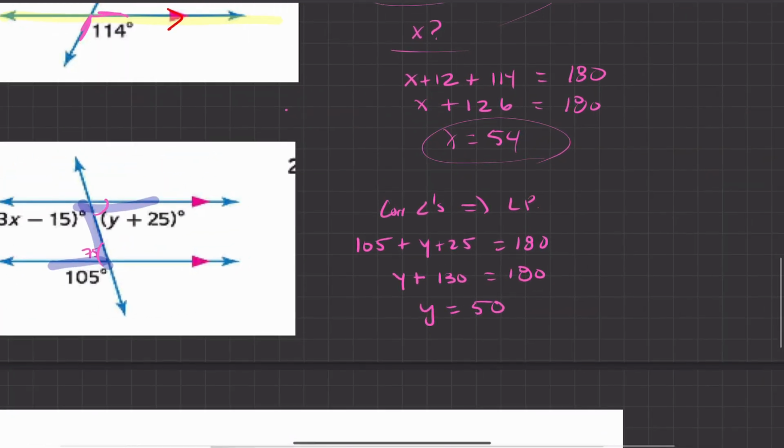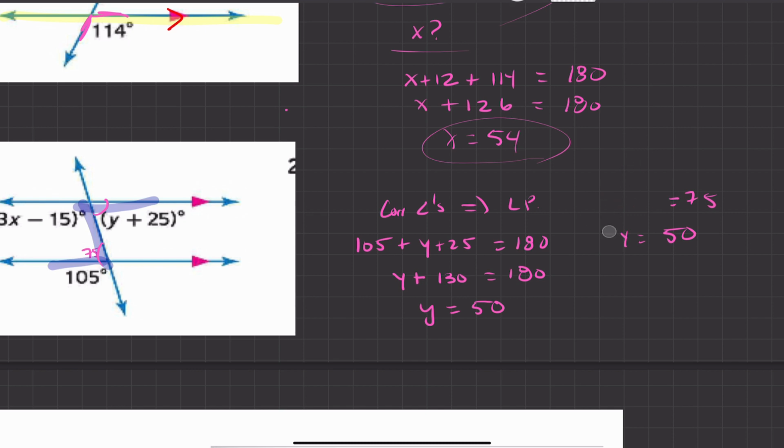So you can just do y plus 25 is equal to 75. And then if you subtract both sides by 25, you get y is equal to 50. So I was using the linear pair. I was like, okay, if this is 105, then this has to be 75, and then this and this are congruent because of the alternate interior angles theorem. So y is equal to 50. So there are ways for you to find the indicated variable.